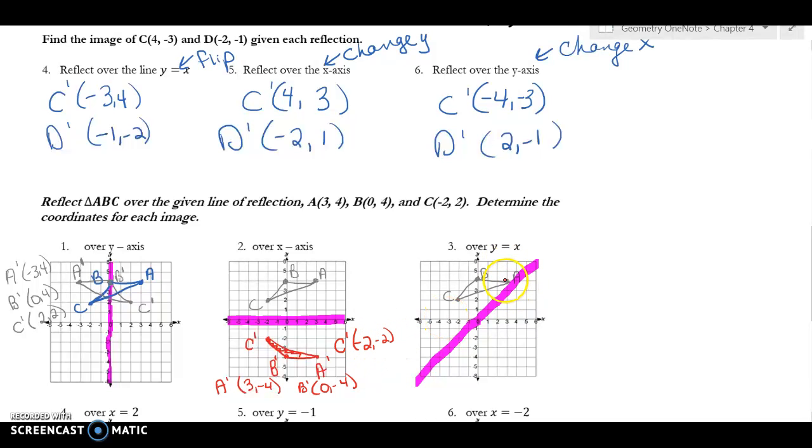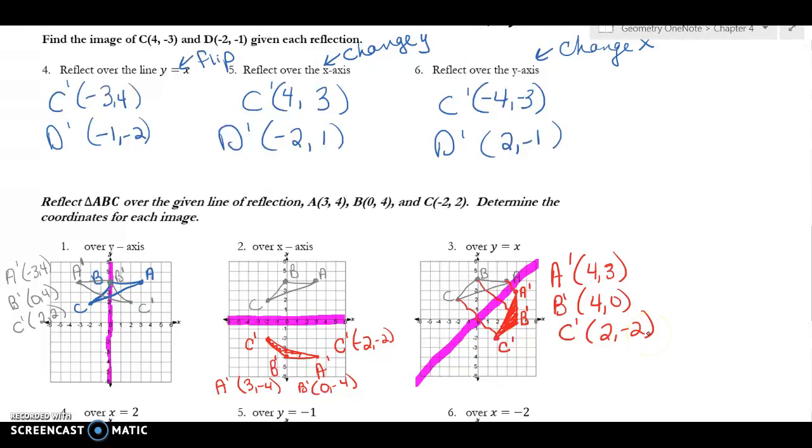All right, so remember the diagonal one, I go halfway. So A prime is halfway. B is 1, 2. And C is 1, 2. And so there's a reflection. If I color it in, it might make it easier to see. So A prime is at 4, 3. Remember, you just switch them. B prime is at 4, 0. And C prime is at 2, -2.